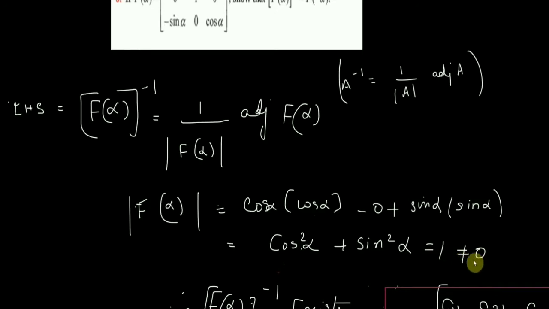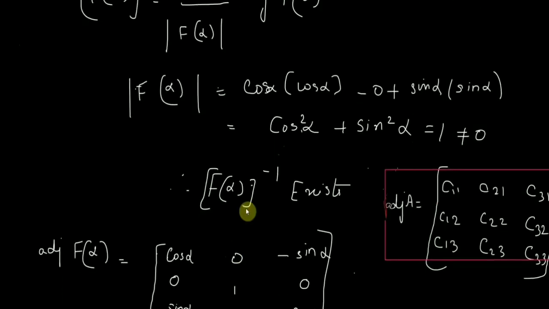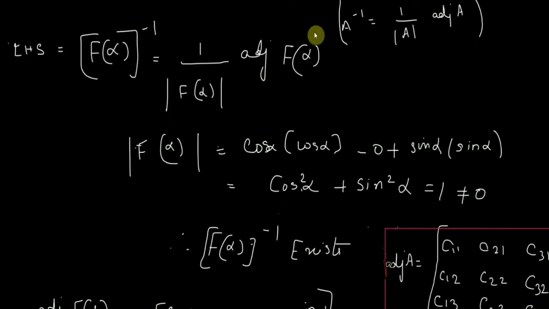So you should always write this step, it is not equal to 0. So its inverse exists because it is not equal to 0. The determinant is not equal to 0. That means this matrix is non-singular. Only if it is non-singular, inverse exists. Now let us find the adjoint.